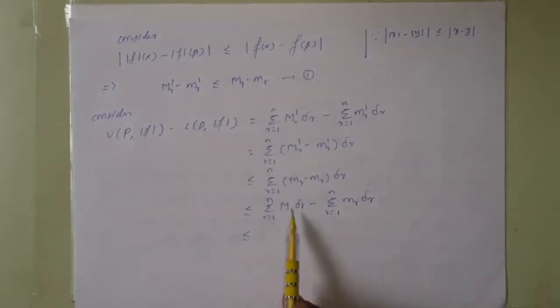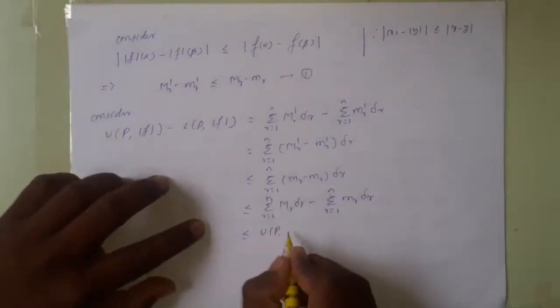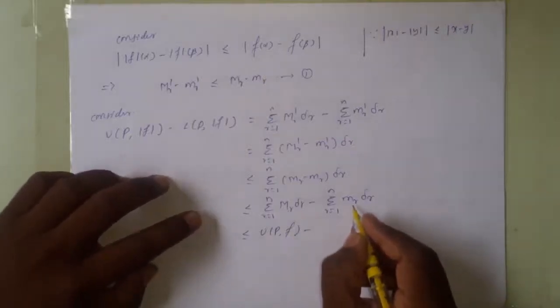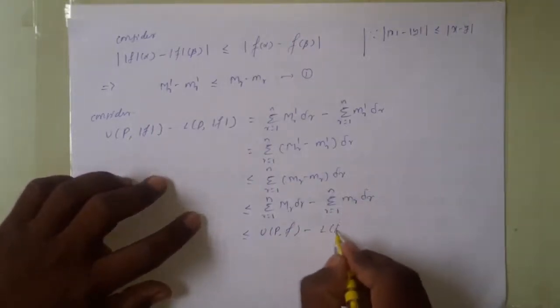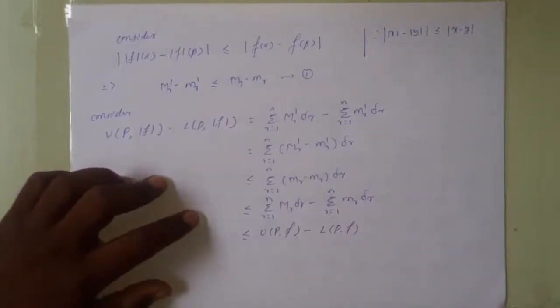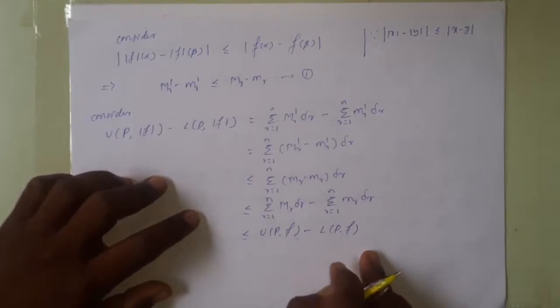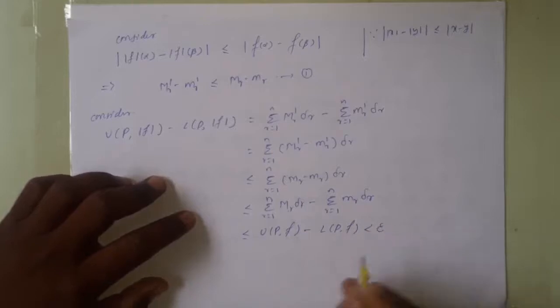So here this summation over r is equal to 1 to n capital M_r into delta r, this capital M_r is the supremum for the function f. So therefore this summation can be written as upper Riemann sum for the function f minus, here small m_r is the infimum for the function f, and this summation is the lower Riemann sum for the function f. So therefore here U(P,f) minus L(P,f), we already know that f is the Riemann integrable function, then U(P,f) minus L(P,f) is less than epsilon, right.